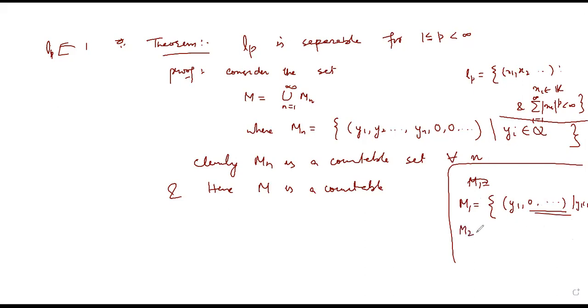How about M2? M2 would be of the type y1, y2, उसके बाद 0 0 0, and yj belongs to the rational numbers. So अगर मैं y1 को फिक्स करूं और y2 को रन करूं, I will get a countable set. ठीक है ना? So for each y1 it's a countable set. And how many yi's are there? As many as rational numbers. So it's a countable union of countable sets, therefore countable.